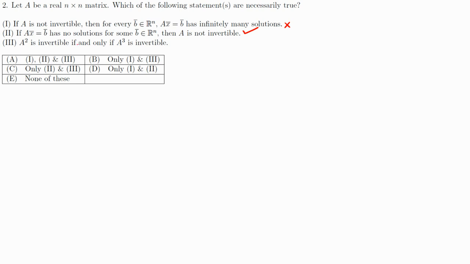And then A squared is invertible if and only if A cubed is invertible. So this is true. If A cubed is invertible, it must mean that A squared is also invertible. So I would say II and III is correct. So that is C.